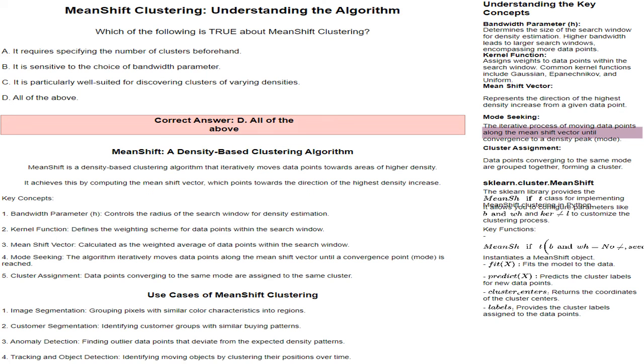Cluster assignment: data points converging to the same mode are grouped together, forming a cluster. Data points converging to the same mode are assigned to the same cluster. sklearn.cluster.MeanShift: the sklearn library provides the MeanShift class for implementing mean shift clustering in Python.